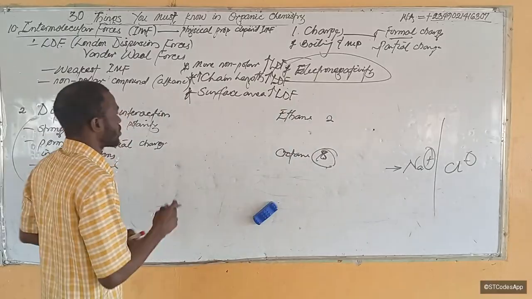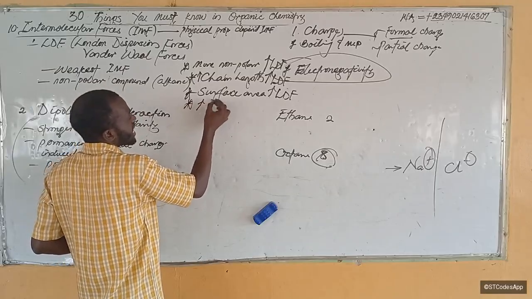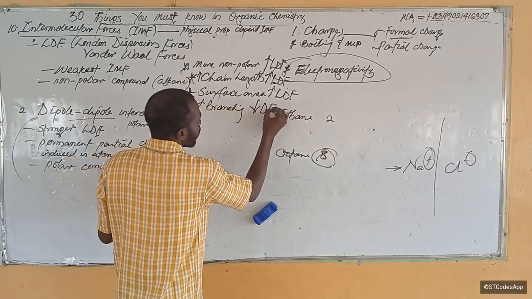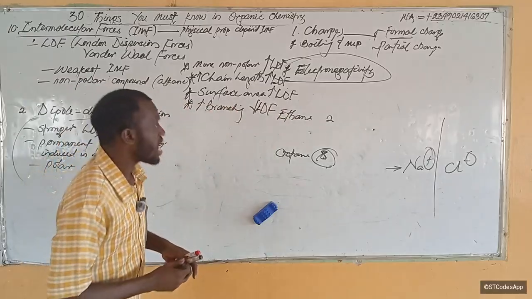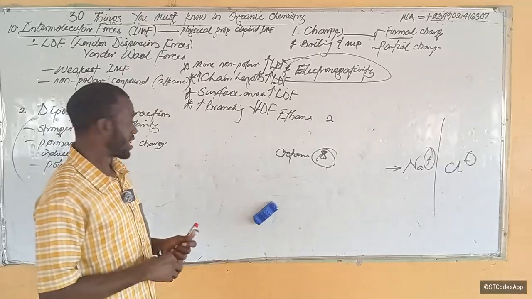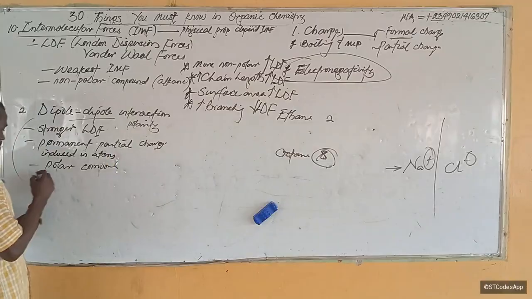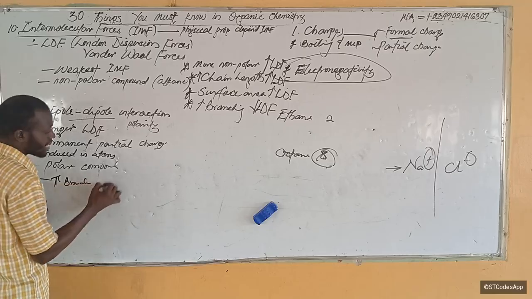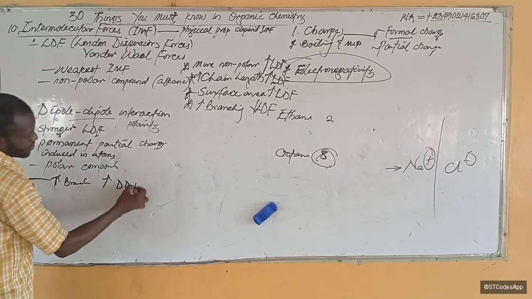So make sure you see that video in the description. Then of course, what if there is a higher branching? The higher the degree of branching, the lower the LDF, because when there is higher branching, there is lower surface area, and for that reason, there is lower LDF. Is that okay? For dipole-dipole interaction, the higher the branching, the higher the dipole-dipole interactions. So let's just call it DDI for that.